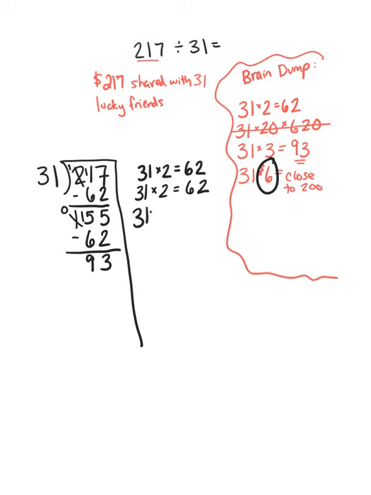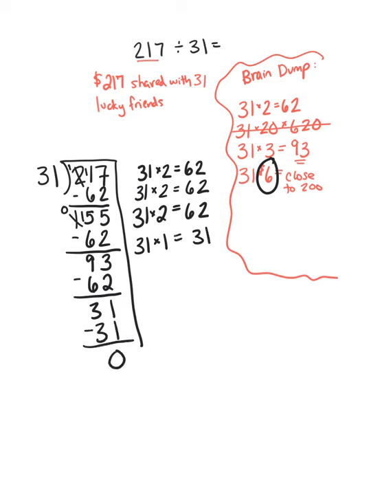So I think I can do another group of $2 for each of my friends. And then I'm going to subtract that. And that leaves me with, oh my gosh, exactly $31 left. Oh, okay. So let me give one more dollar to each of my lucky friends. Okay, so now the question is, how much money did I give each of my friends?